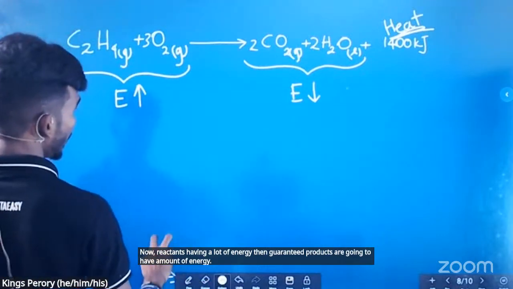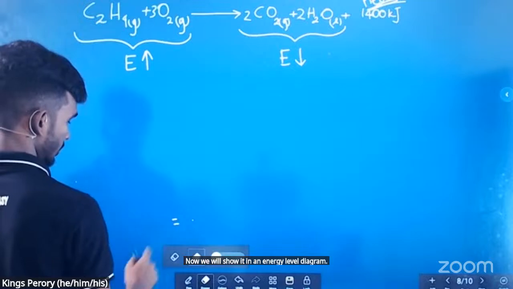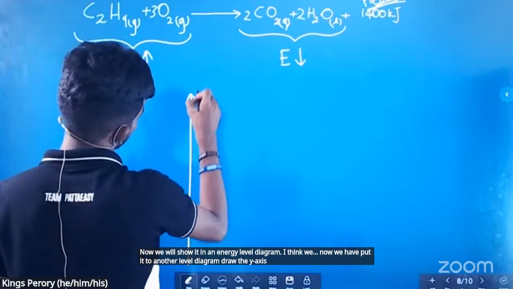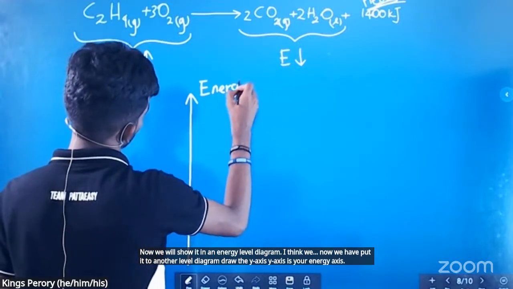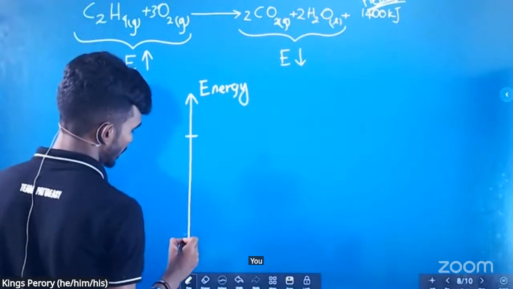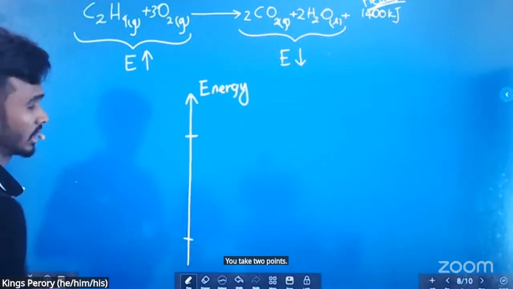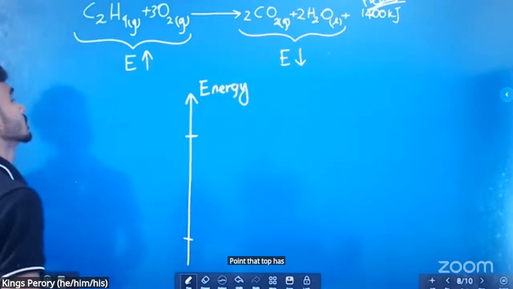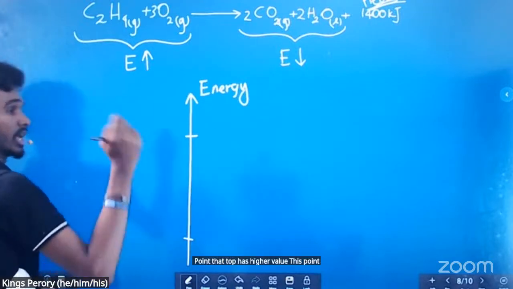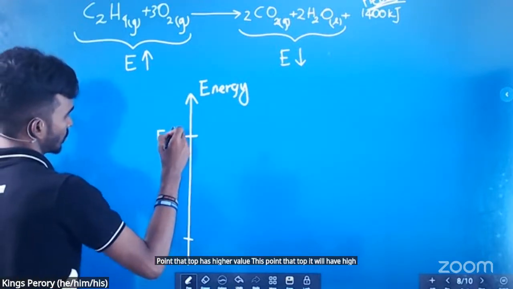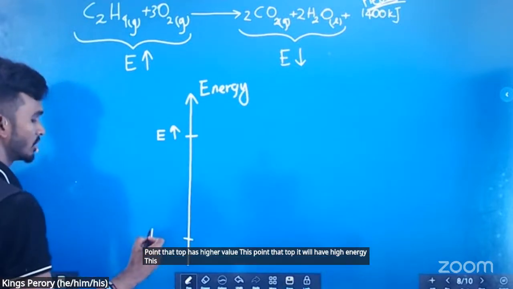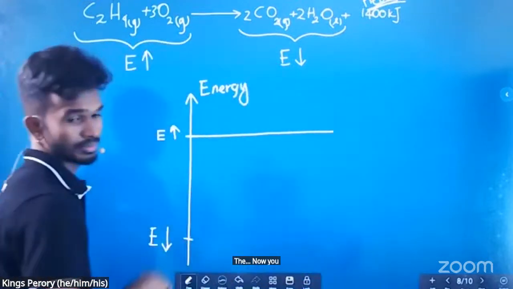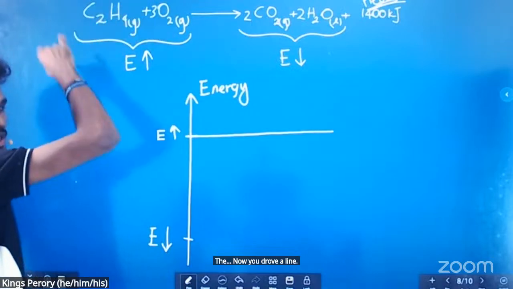Now you show it in an energy level diagram. Nothing big. Draw the y-axis. The y-axis is your energy axis. You take 2 points. In a graph, the point at the top has a higher value. This point at top will have high energy. This point is at the bottom. Now you draw a line. Who has high energy here?